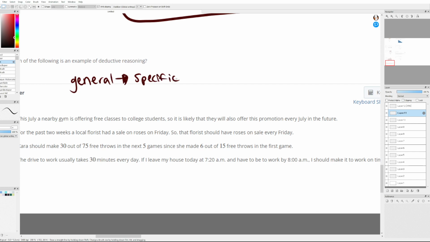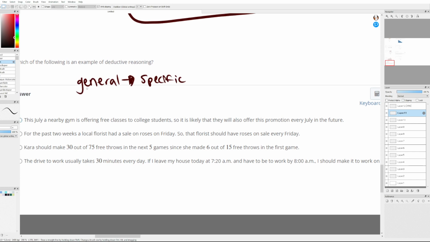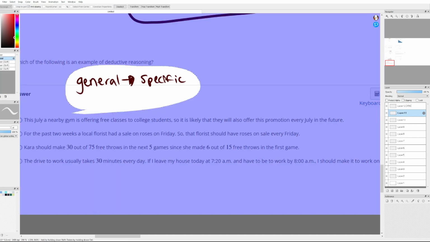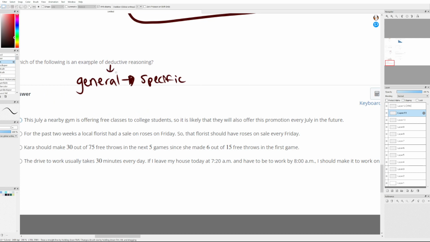For example, you could say something like, the cupcake shop always has discounts on Wednesdays. Therefore, this Wednesday, the cupcake shop should have a discount. We are making a claim about a specific example, this Wednesday, based on a general assumption that the cupcake store has discounts on Wednesdays. The other term is inductive. Inductive reasoning is basically when you go from specific to general.